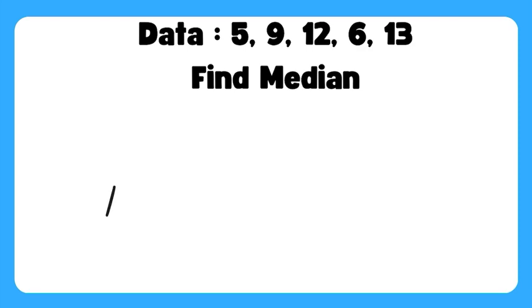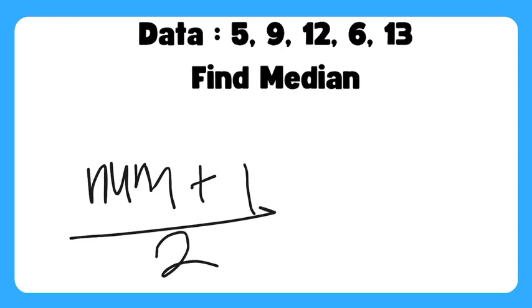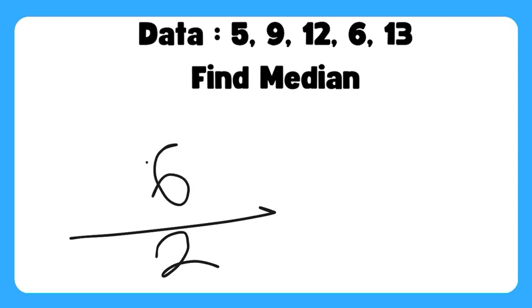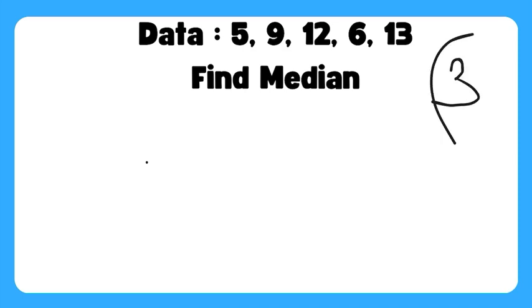So the formula for this is, however many values there are, so number of values, n, plus 1 over 2. This is the formula. So we have 5 values, so I will put 5 here. And 5 plus 1 is 6, and 6 over 2 is 3. So we note down 3 over here.